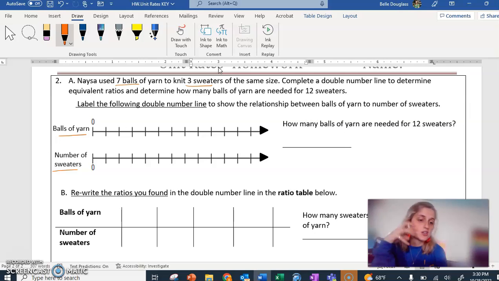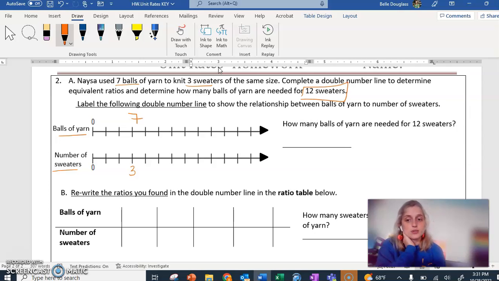We're not going to change the amount of yarn each sweater takes. And we are trying to figure out how much yarn it takes for 12 sweaters. So I'm going to start with the 3 because 3 is easy and nice to count. 3 sweaters. 1, 2, 3. I'm going to put a 3 right here. I am not going to count 7 spaces on my double number line. I'm going to put the 7 exactly on top of the 3.